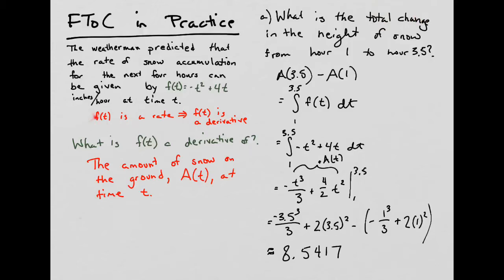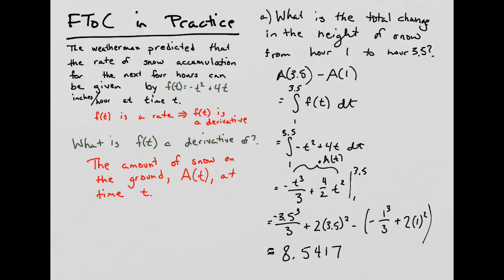And so with that rate of change, we found the antiderivative, and we wanted to know the total change of the antiderivative. And so to find that total change, you just need to find the antiderivative. So the antiderivative of f of t is this negative t cubed over 3 plus 2t squared. And then you need to take that difference. So plug in 3.5 and plug in 1 and take the difference. And so, like, Fundamental Theorem of Calculus, really nice stuff.